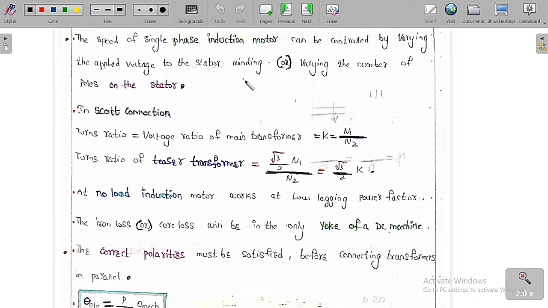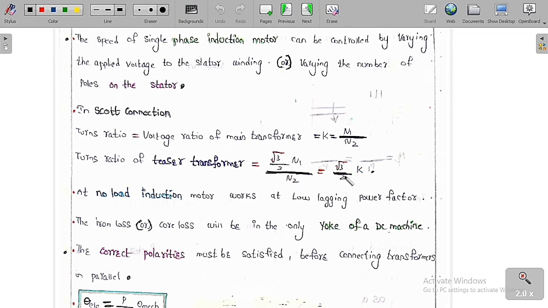In a Scott connection, the turns ratio is the voltage ratio of the main transformer. So K is equal to N1 by N2, where N1 is the number of turns in the primary winding of the main transformer and N2 is the number of turns in the secondary winding of the main transformer. So the turns ratio is the ratio of primary winding turns to secondary winding turns. Then the turns ratio of the teaser transformer is root 3 by 2 into N1 by N2, which is root 3 by 2 into K.